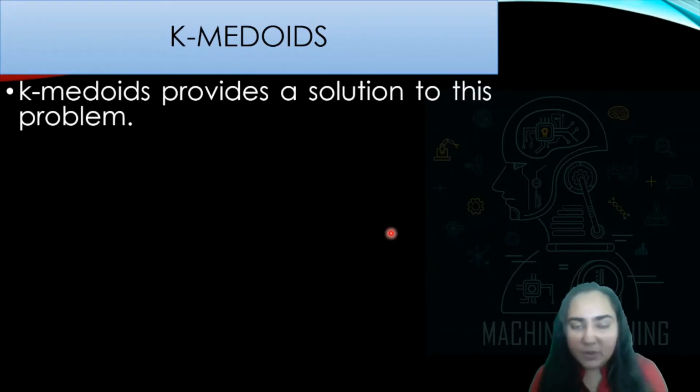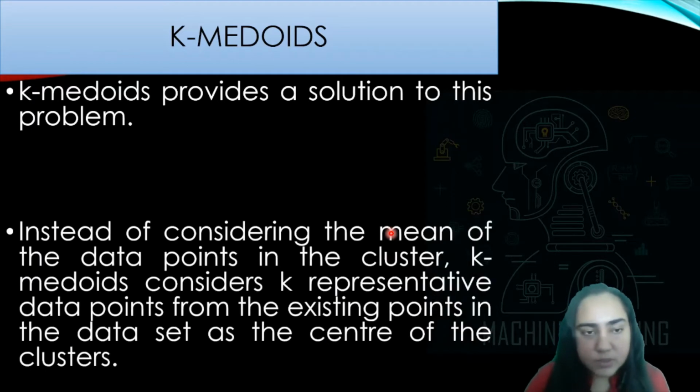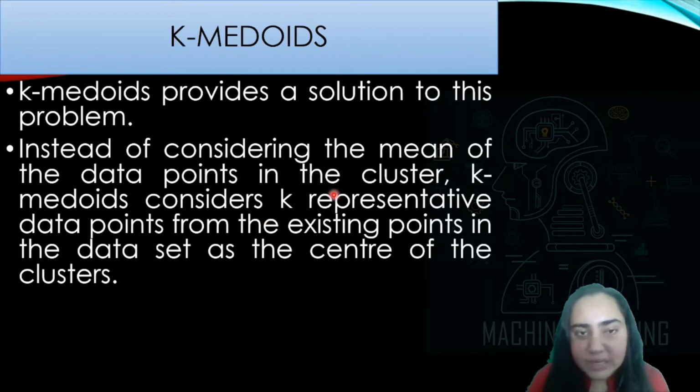So that's why K-Medoids can be used instead of the k-means algorithm. K-Medoids provides a very simple solution to this: instead of considering the mean of the data points, you will consider K representative data points from the existing points as the center. So in k-means, we pick our center based on the means, based on the average. But in K-Medoids, we will not pick a hypothetical point. We will try to pick an actual point. So an actual data point from your data set is going to be the center. So that's how we can prevent it from getting affected by the outlier.